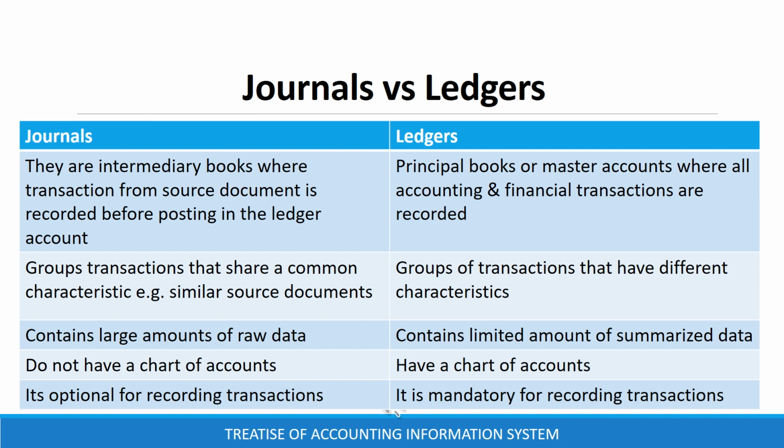Journals contain a large amount of raw data, while ledgers contain a limited amount of data that has been summarized from the journals. Journals do not have a chart of accounts, while ledgers have a chart of accounts or a list of accounts. In accounting, it is optional to record a transaction in a journal, but it is mandatory to record a transaction in a ledger.